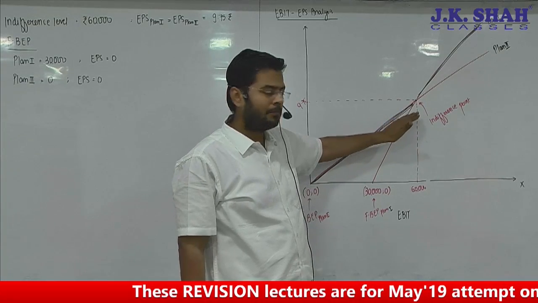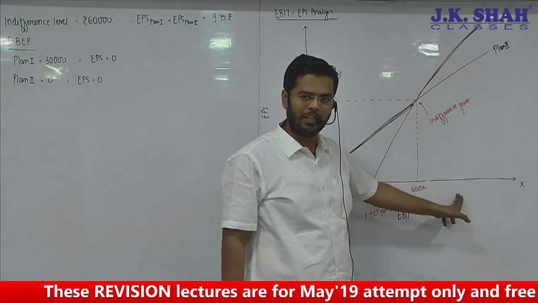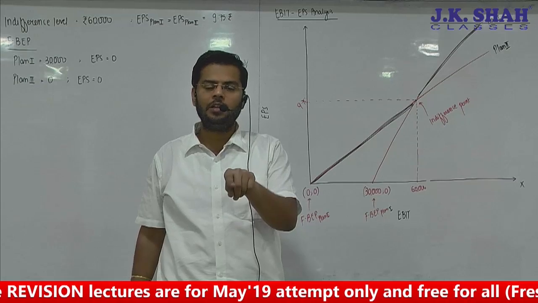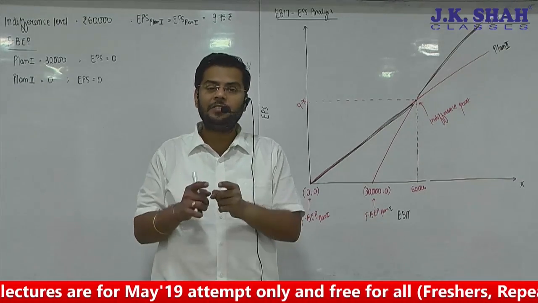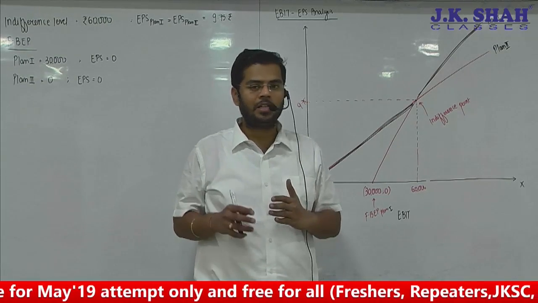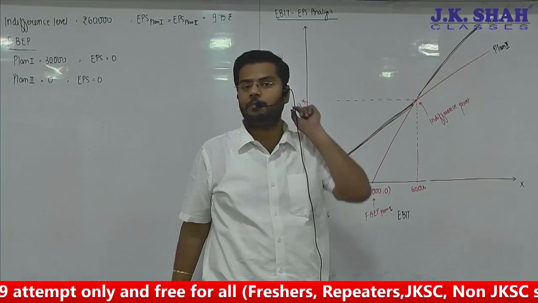But if you expect that your profits will increase beyond 60,000, the same debt which was unfavorable will start becoming favorable for the organization as it will increase the profits for its equity shareholders. So in that circumstance, we should definitely go for plan 1 as it will maximize the EPS.